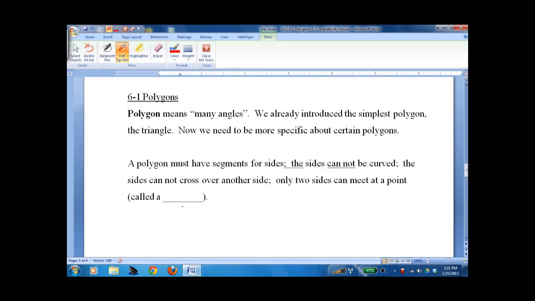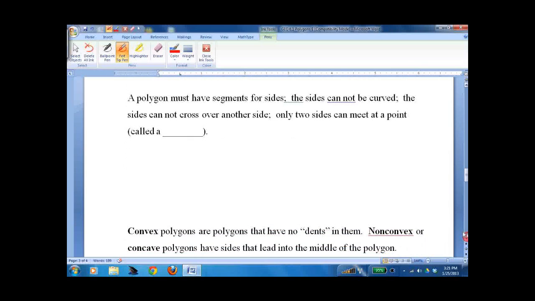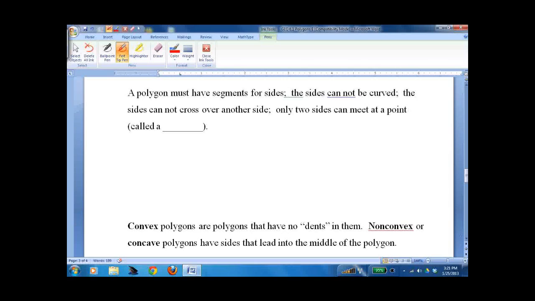Lesson 6.1, polygons. The word polygon means many angles, which is not really the way we want to think about it. We want to talk about many sides. The simplest polygon is a triangle. It's got 3 sides, because you can't really have a polygon with 2 sides. So let's be more specific. It has to have segments for sides.